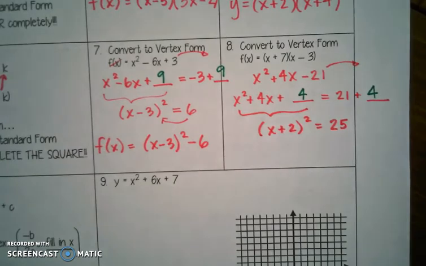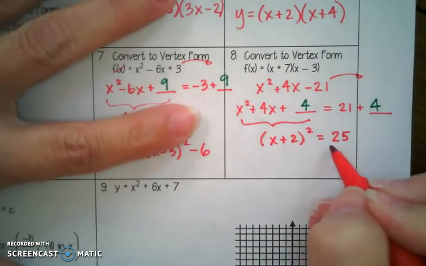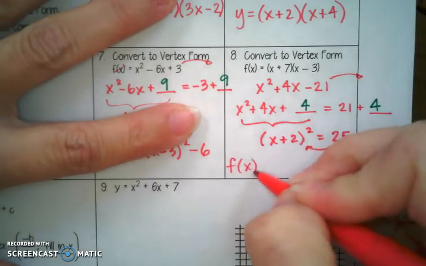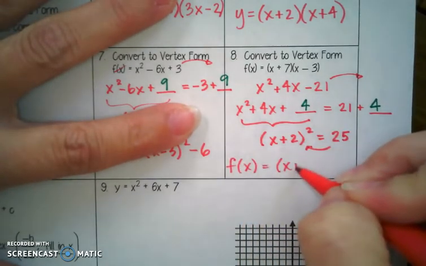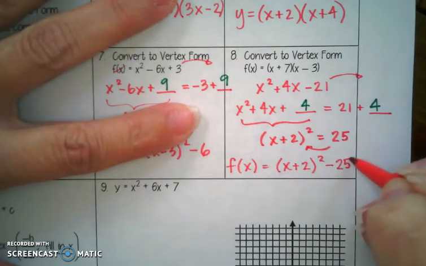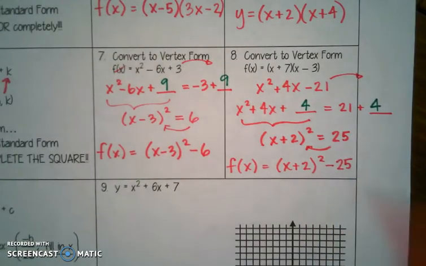Again, we're not solving this, we're just converting. So now we want to bring this one back. So f(x) is (x + 2) squared minus 25. And so now we can see the vertex of this parabola. Okay, so that takes care of converting between forms.